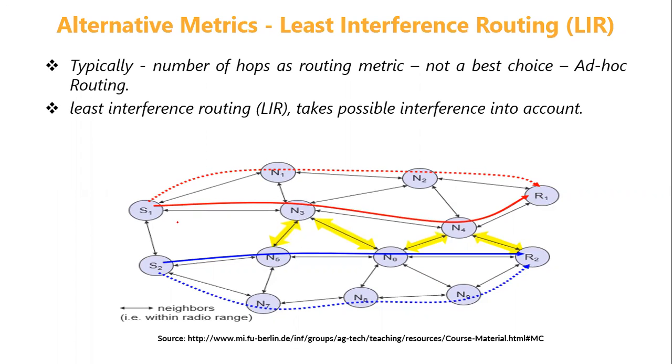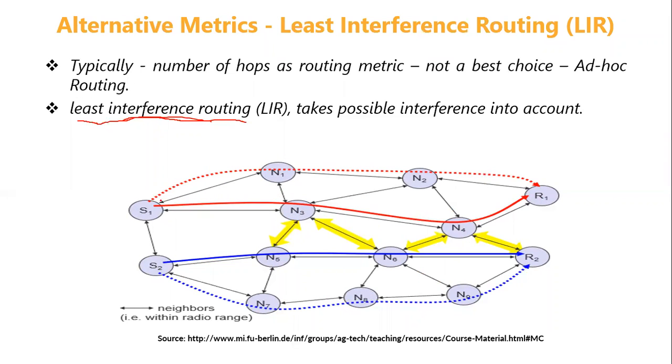So in this algorithm, we are considering interference as the metric instead of hops. We want to identify a route with least interference. Okay. So let us see how this algorithm works. This is the graph we are considering. These are the various nodes. We want to find a path from S1 to R1 and also from S2 to R2, and that path should be a least interference path.